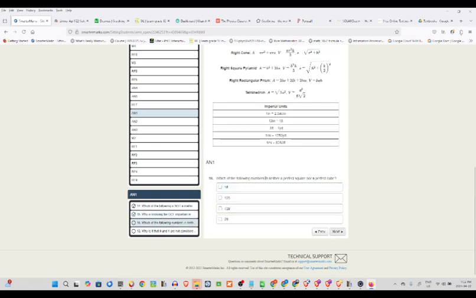Which of the following numbers is neither a perfect square nor a perfect cube? Well, 16 is 4 squared. 125 is 5 cubed. 729 is actually both. It's 3 to the 6, so this is both 9 cubed and 27 squared. 26 is 2 times 13, so that is neither a square nor a cube.